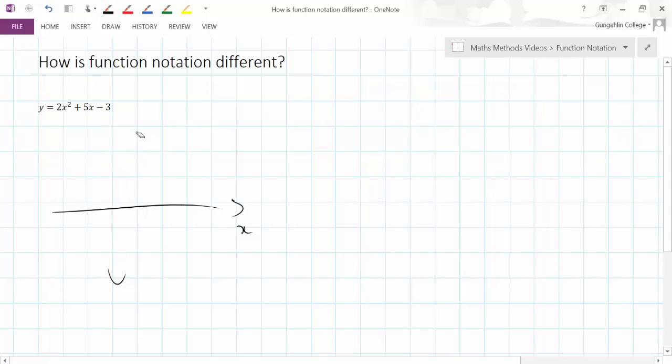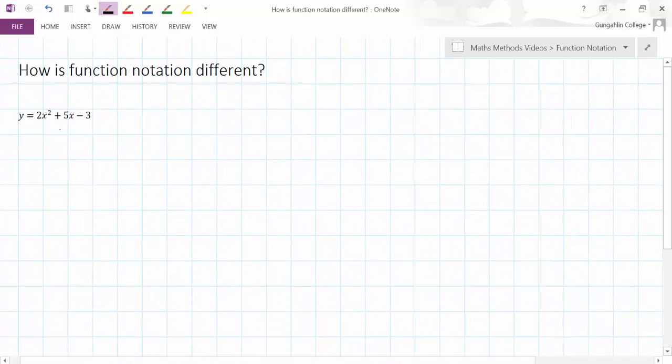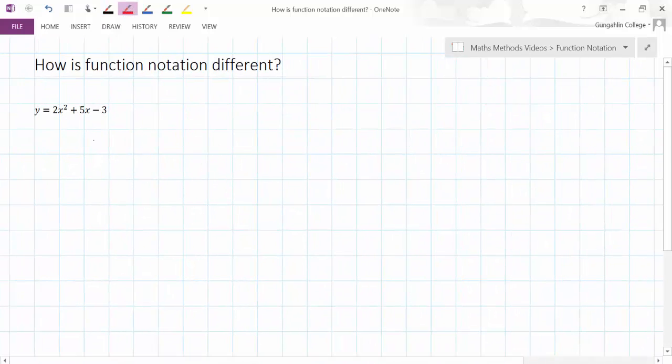However, often we don't really necessarily want to think about this thing as a graph. We want to just think about it in terms of algebra. And this y can be a little bit limiting. So often when we're dealing with a function, instead of expressing it as y equals something, we express it using function notation by replacing that y with an f. So we could write this as f equals 2x squared plus 5x minus 3 if this was the particular function we were dealing with.